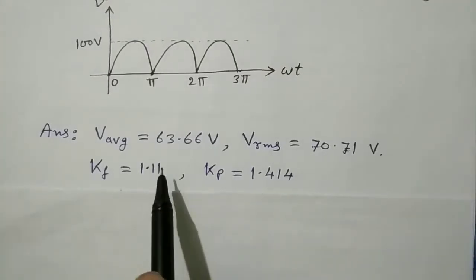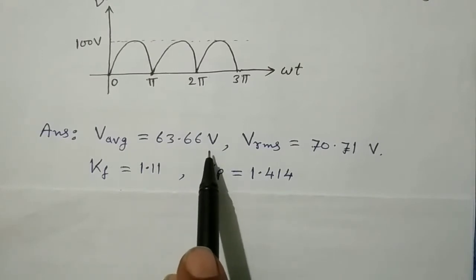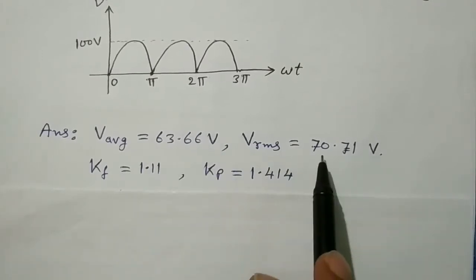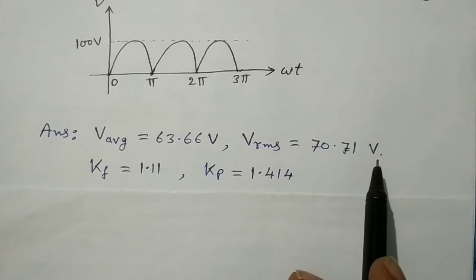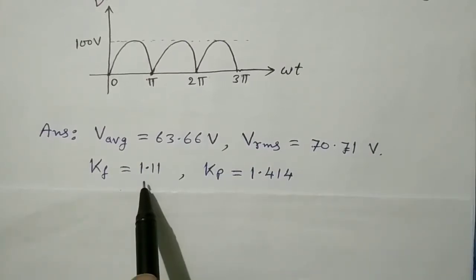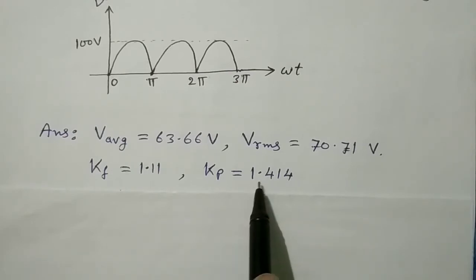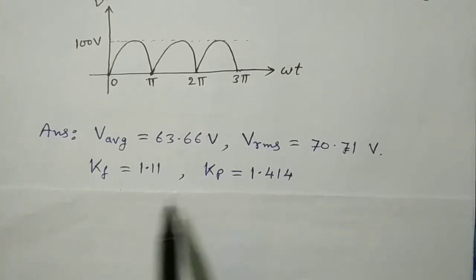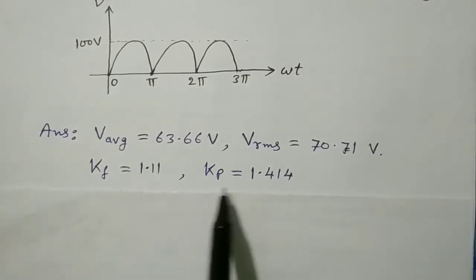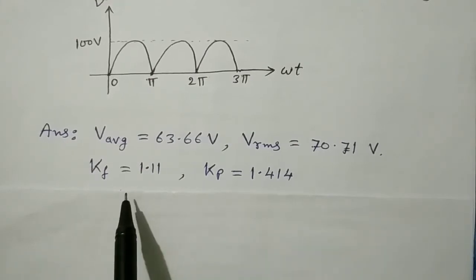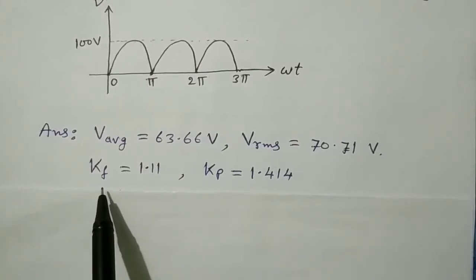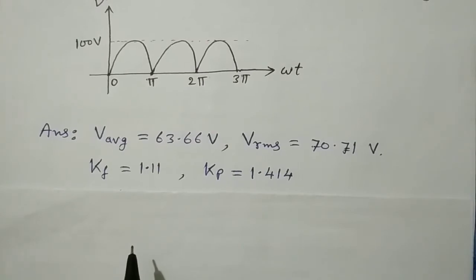The V average will be 63.66 volt, V RMS will be 70.71 volt, and its form factor will be 1.11 and its peak factor will be 1.414. Here you can see that the form factor and peak factor are exactly the same as that of a purely symmetrical sinusoidal waveform. So let's try to solve this question.